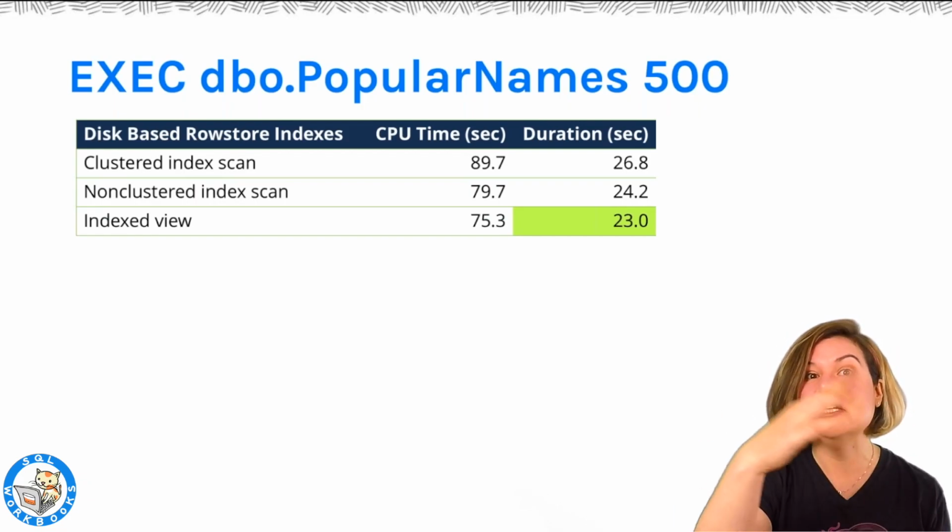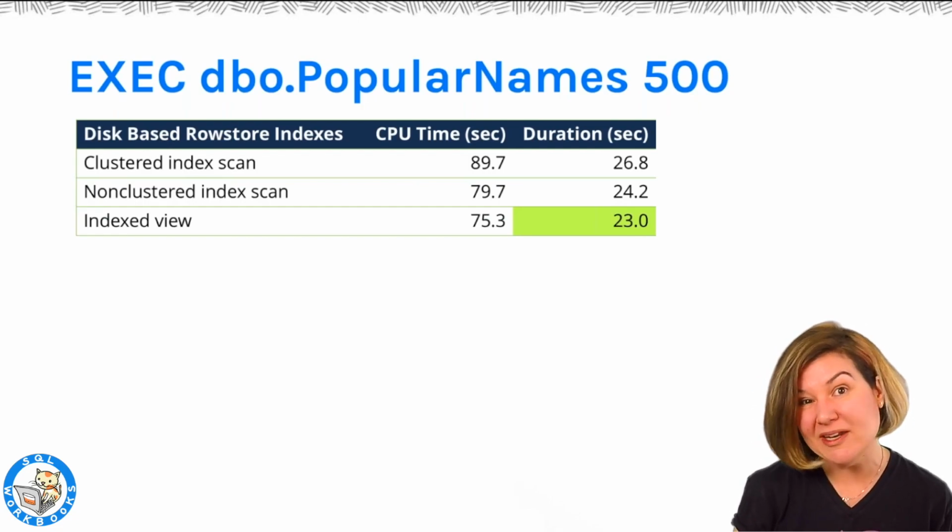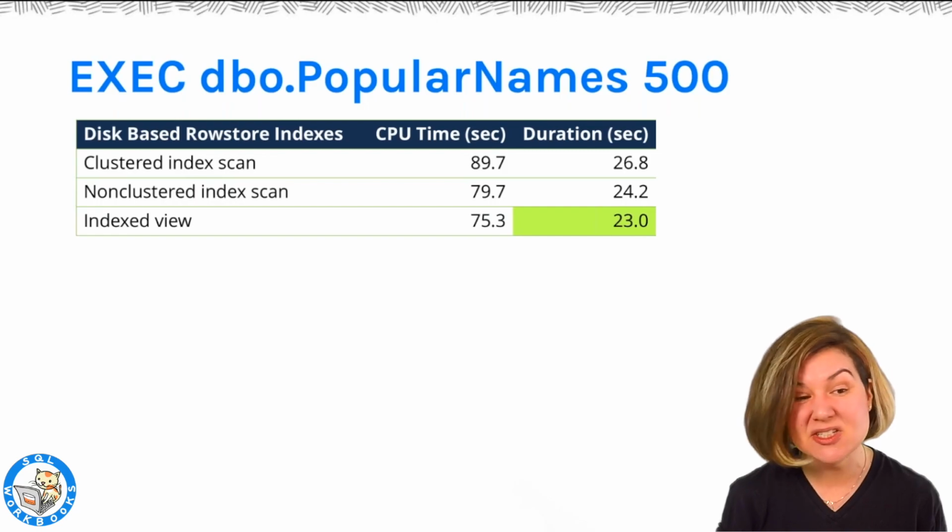Because this is essentially just pre-sorting the data first, but it's still got a lot of work to do, and that window spool operator is still just a lot slower.